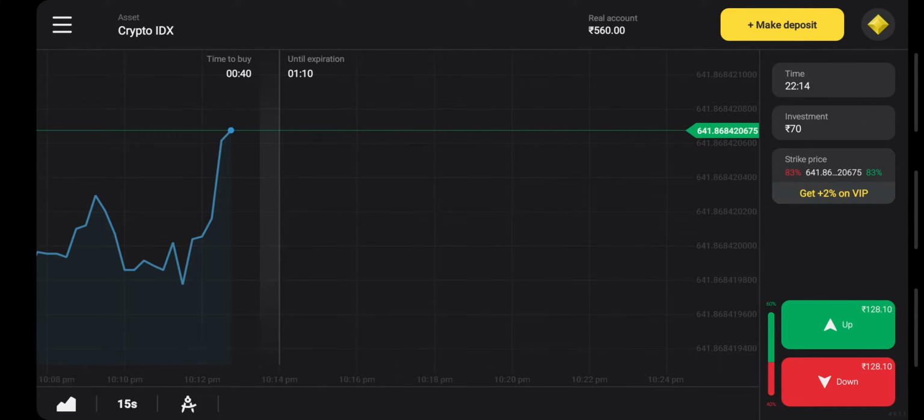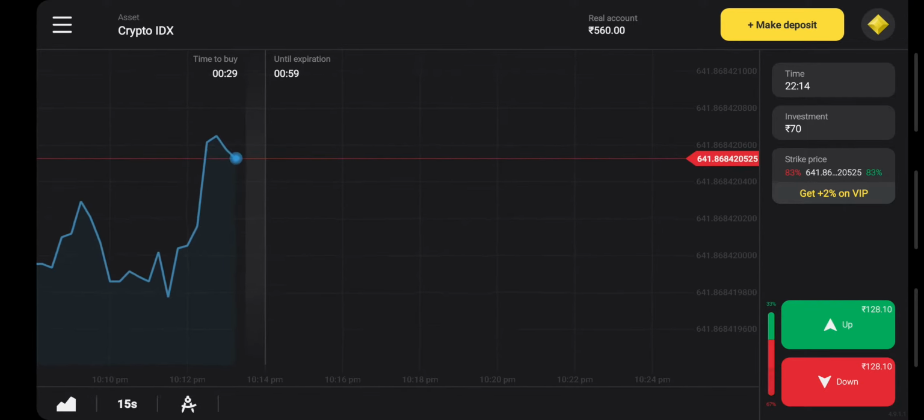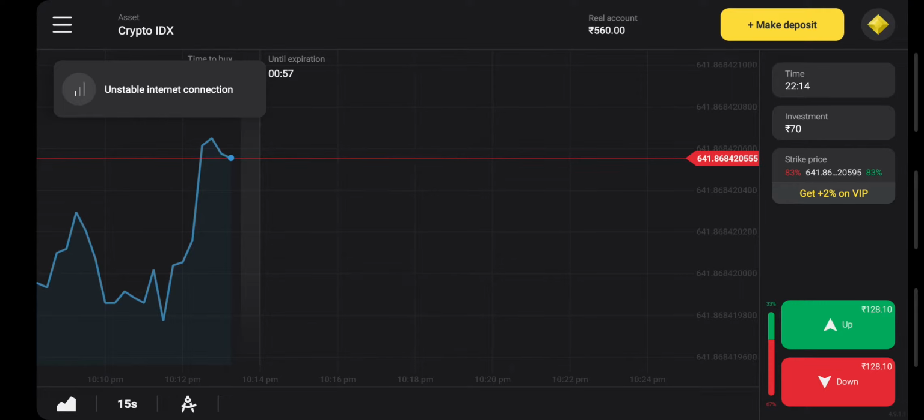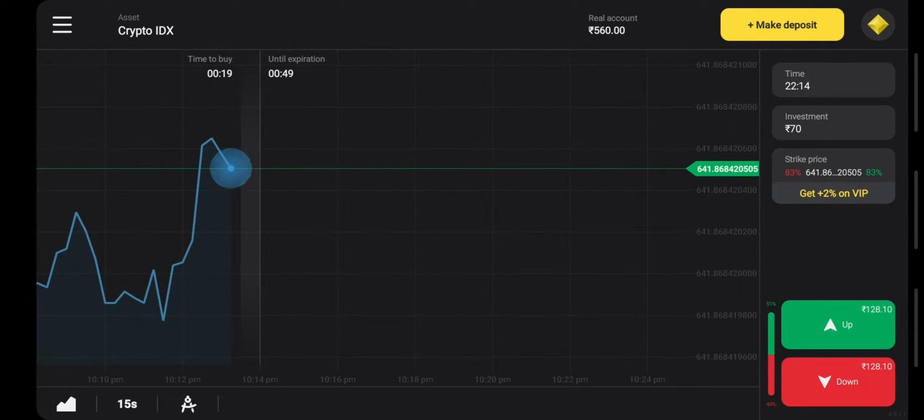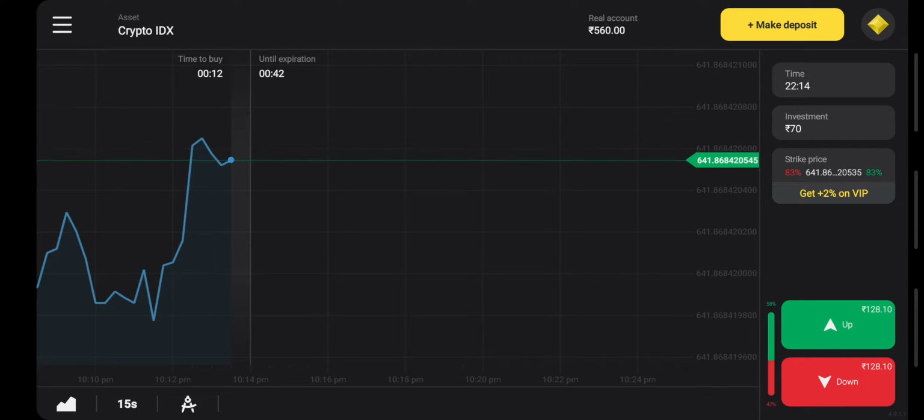Today we'll be discussing how to trade in Binomo trading. As we all know, Binomo trading is one of the prime platforms where you get a chance to invest in different financial instruments, including cryptocurrency, and to trade and multiply your money. So let me give you a brief overview of how this platform looks.